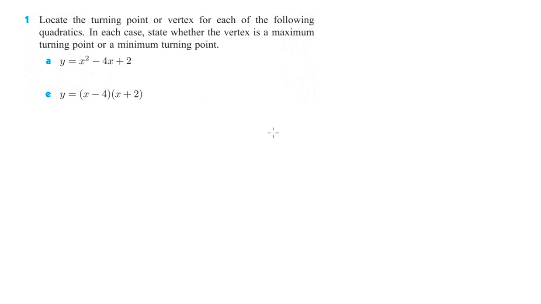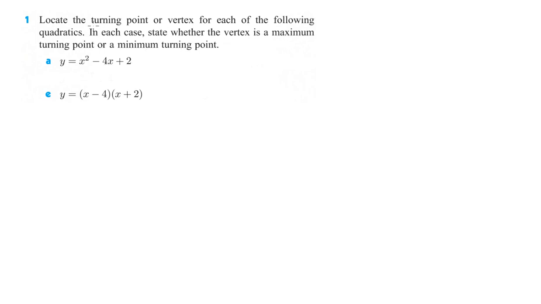I'm going to take you through some of the problems on the 6G assignment. Okay, first one is number 1 here. Locate the turning point or vertex for each of the following quadratics. In each case, state whether the vertex is a minimum or a maximum turning point.